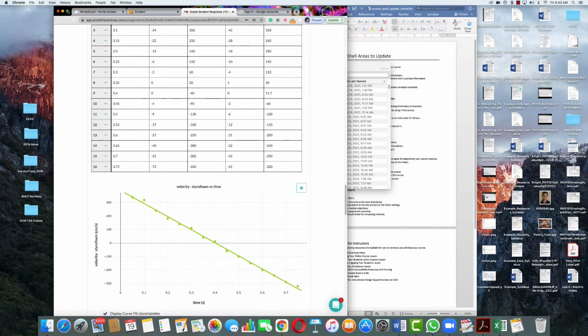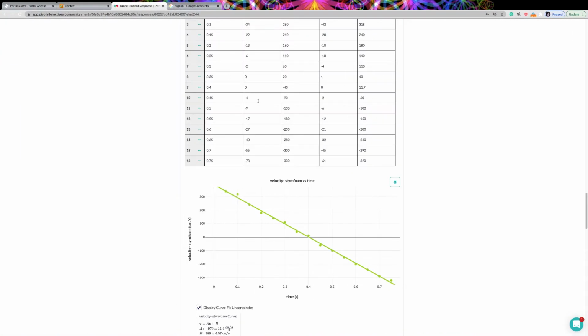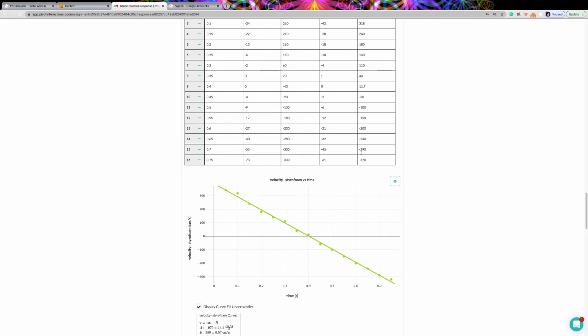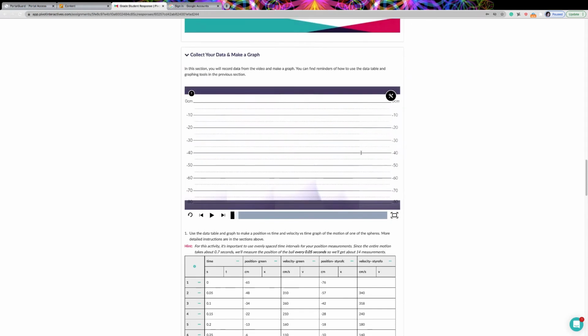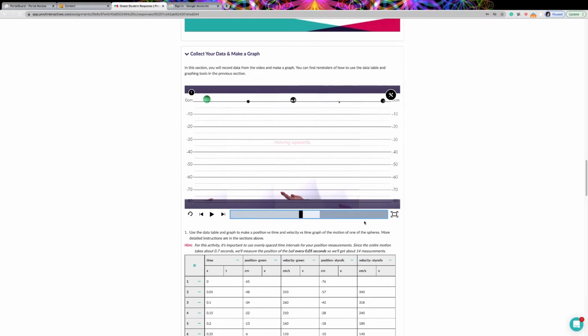Hi, I just want to give some feedback on your part 2 of lab 2. In this case, you were looking at several different balls that were tossed up. They stopped and then they started falling back down. And honestly, you should find that they all have about the same acceleration.